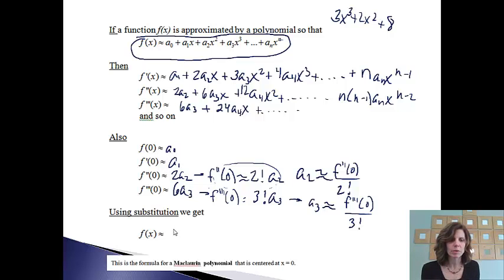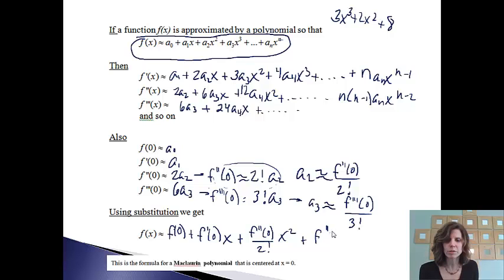So a sub 0 we know is equal to f of 0, and then plus a sub 1, we know that is f prime of 0, x, plus a sub 2, which we found was equal to the second derivative over 2 factorial, x squared, plus the next one, a sub 3, which was equal to the third derivative at 0 over 3 factorial. And then we could keep going and going and going. All right, so that's pretty much what we are going to be doing. And basically what we have just found is a Maclaurin polynomial.